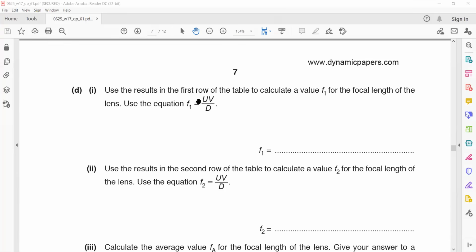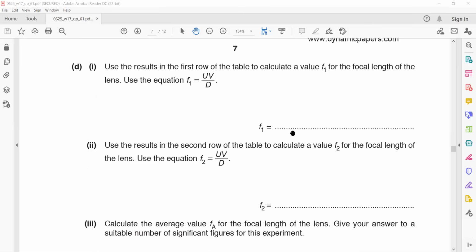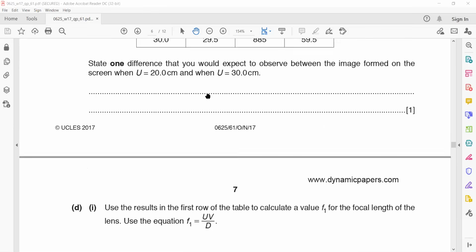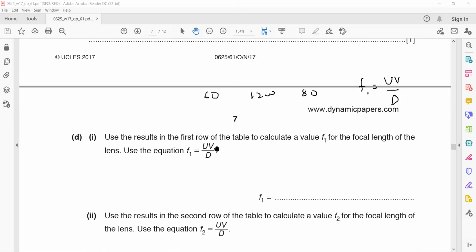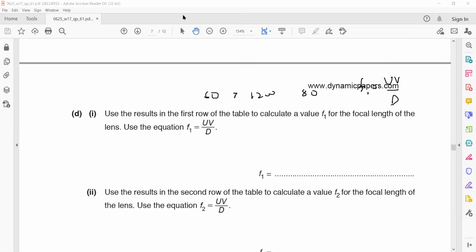Use the result in the figure in the first row of the table to calculate f1, the focal length 1, U into V divided by D. In row 1, V was 60, and this was 1280. So focal length 1 is U into V divided by D. What is the answer for row 1? That is coming out 15 centimeter.